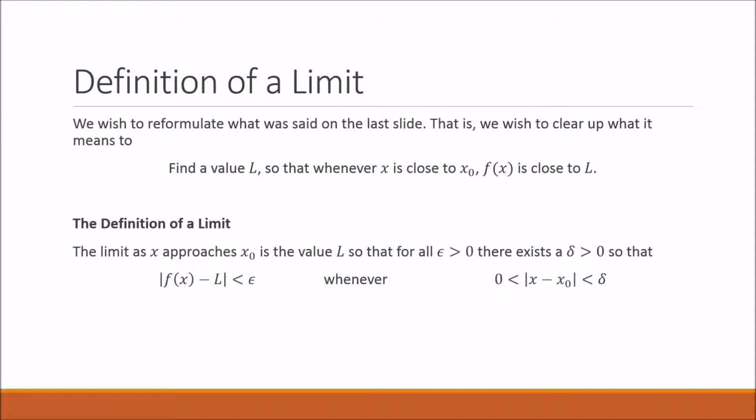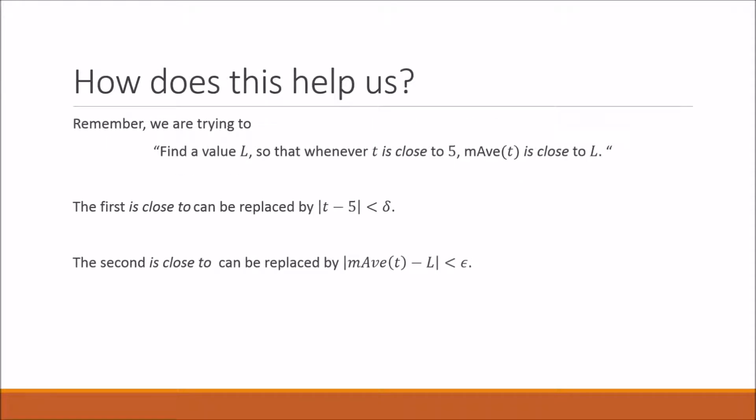Notice what this is saying. This is saying that whenever x is close to x naught, within delta of x naught, we have f of x is close to L, that is, within epsilon of L. And we denote this by writing the limit as x goes to x naught of f of x is equal to L. So how does this help us?